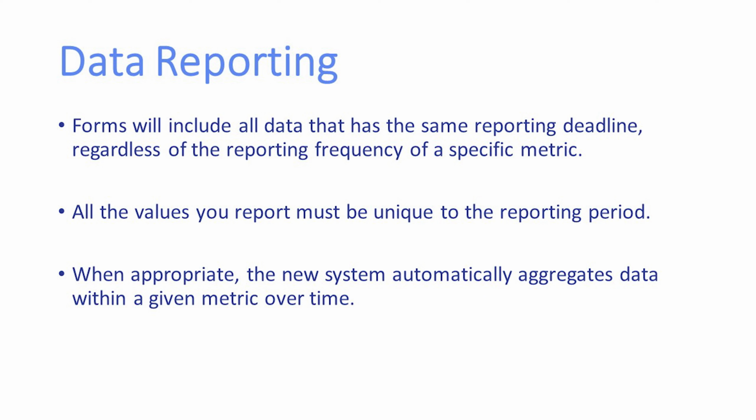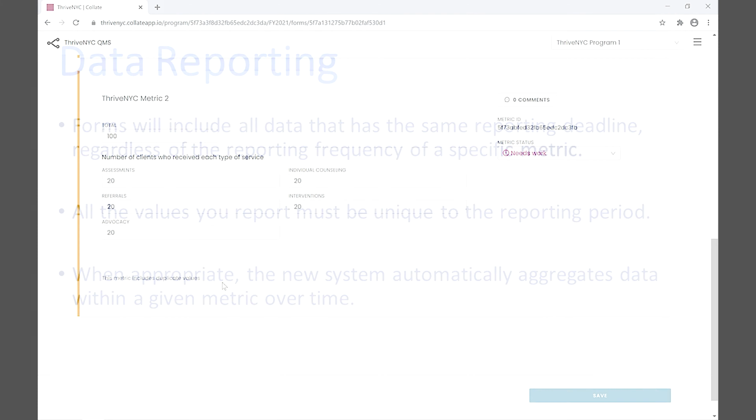Second, all the values you report must be unique to the reporting period. One reason for this is the new system automatically aggregates data within a given metric over time. We will explain this feature shortly. We will not aggregate data that is not appropriate to aggregate over time.